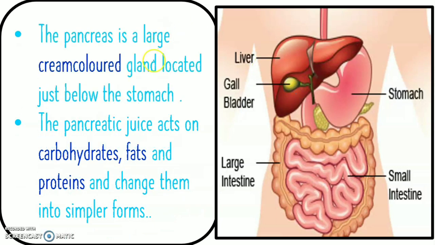Now let's talk about the pancreas. The pancreas is a large cream colored gland located just below the stomach. So you see this organ just under the stomach, behind the stomach. This one, yeah, this is the pancreas. You see it's cream colored. The pancreatic juice acts on the carbohydrates, the fats and the proteins, and it makes them into simpler forms. They are further made into simpler substances.